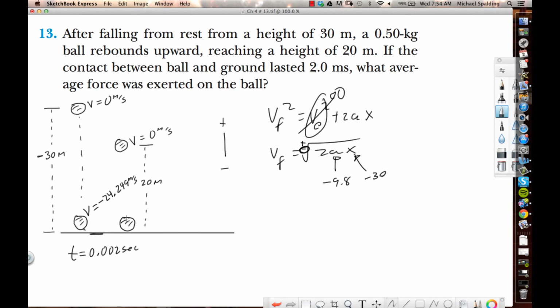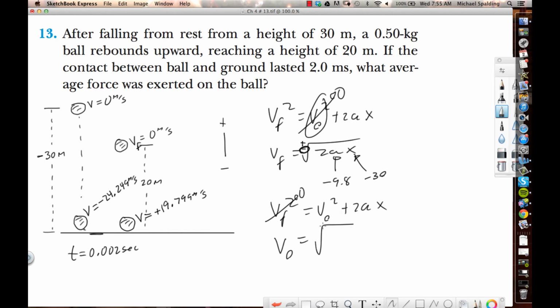All right, now we got to find the velocity of the ball right as it leaves the ground. So the ball hits the ground and then it leaves the ground. What's the velocity of the ball as it leaves the ground? Well, if you do the calculation correctly, you'll get positive 19.799 meters per second. How did I get that? With the exact same equation. Vf squared equals V initial squared plus 2ax. What's V final up here? 0. So now you can solve for V initial as it leaves the ground. V initial is going to be the square root of negative 2ax, right? a is negative 9.8, x is 20.